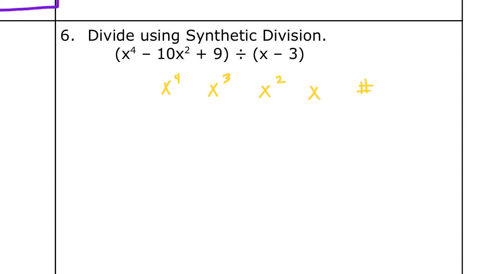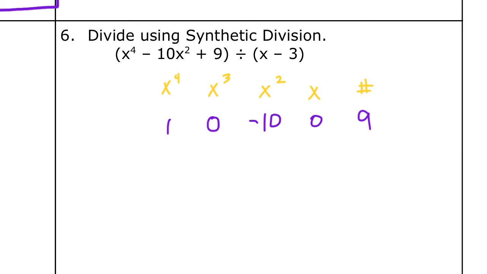So when I write my coefficients, I'm going to do it underneath where they go. If I have x to the 4th power, it technically has a 1. Then x to the 3rd power, I don't have anything with x to the 3rd power, so I'm going to put 0 as my placeholder. X to the 2nd power has a negative 10 in front of it. Then x, I don't have a term that just has an x, so I'm going to put 0. And then my constant of 9.